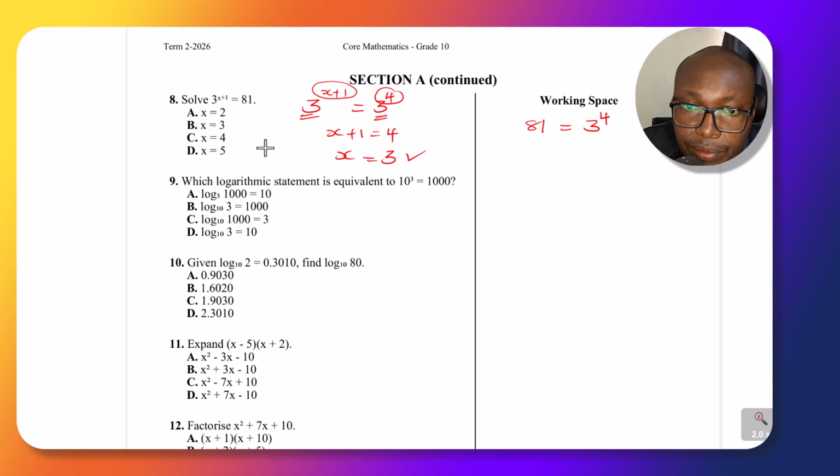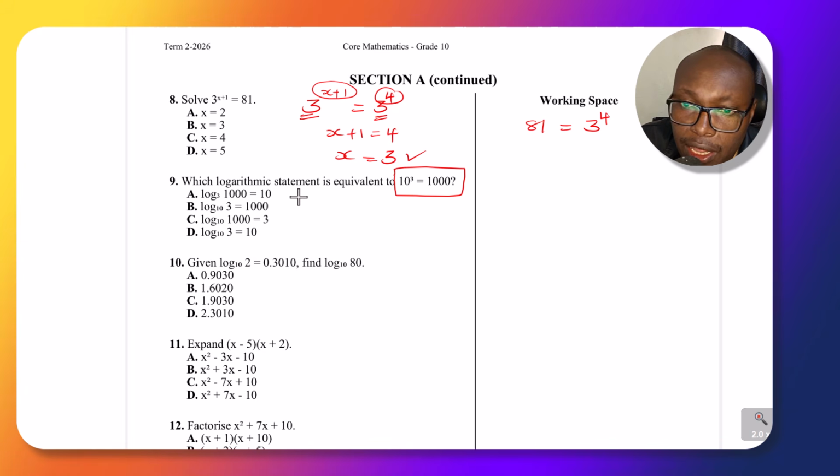Question 9. Which logarithmic statement is equivalent to 10 cubed is equals to 1000? So in simple terms, in that question you're required to express these. Already it is written in index form, so your work is to write it in logarithmic form.